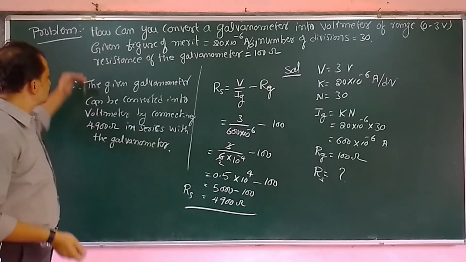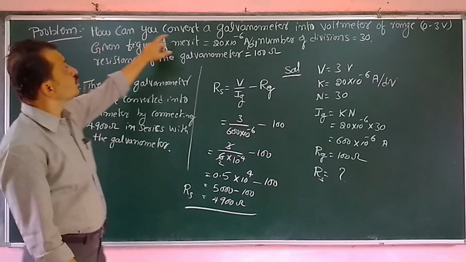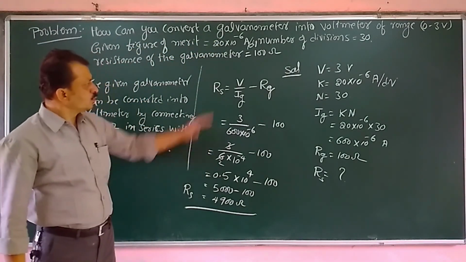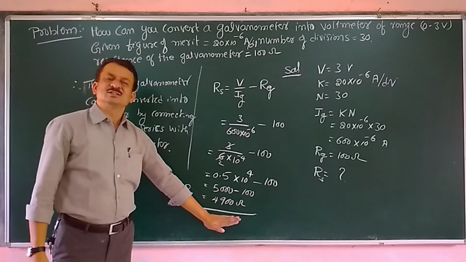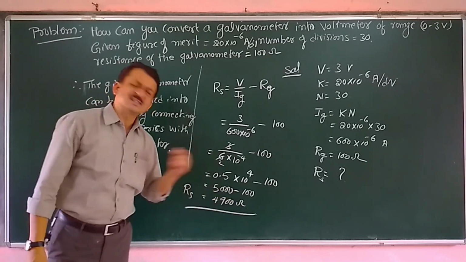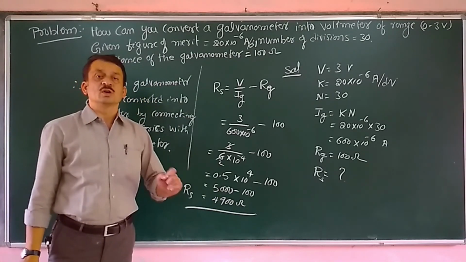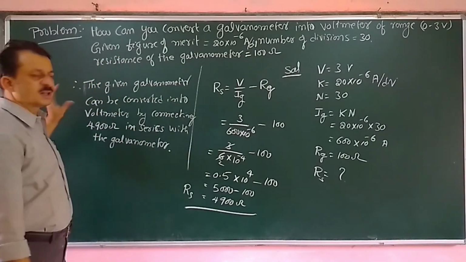Now, lastly, the sentence has to be written, no? Because they have asked, how can you convert the galvanometer into a voltmeter? Most of the students will do these things and leave the answer here itself. They have just calculated the resistance. They have not written how you can convert the galvanometer with this resistance. That should be written properly.